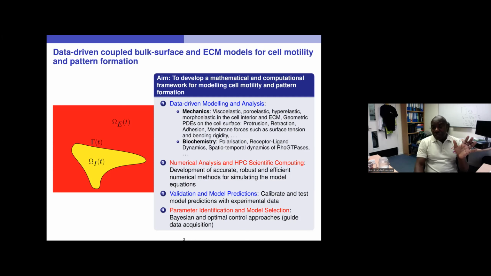The other thing that's really important is these models have many parameters, and identifying values of these parameters is a challenge. In some cases, I want to infer these parameters if I have data, given a number of models that I can develop for a specific observation. Then you can use Bayesian or optimal control approaches to estimate parameters by fitting the models to data in an optimal sense.